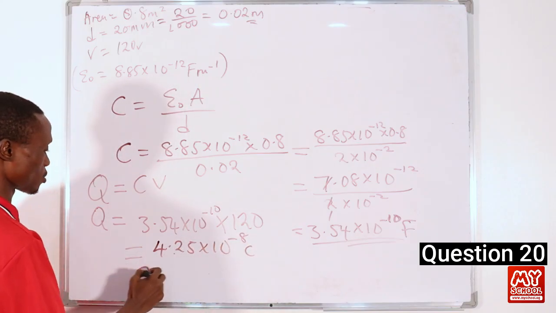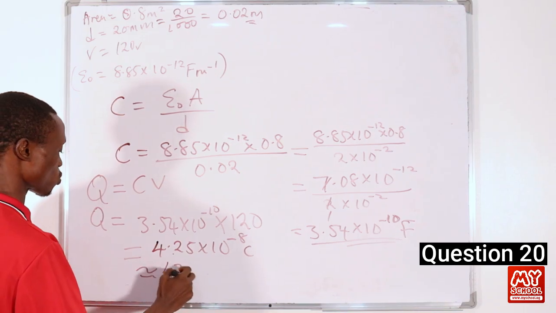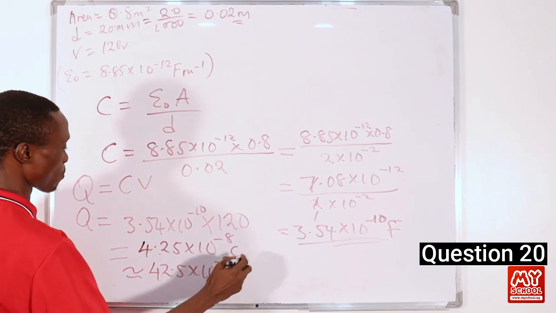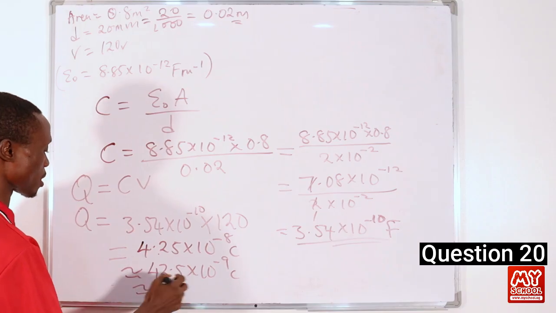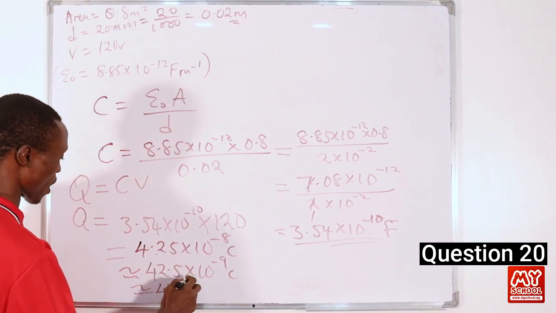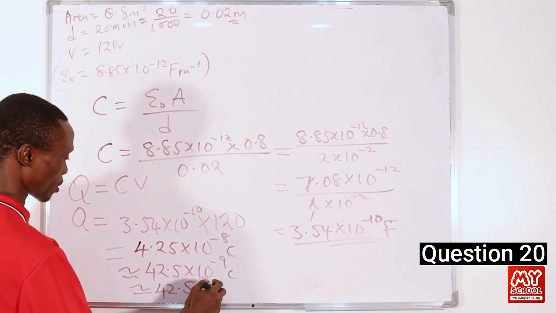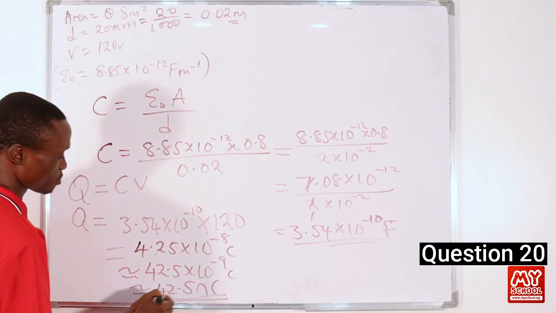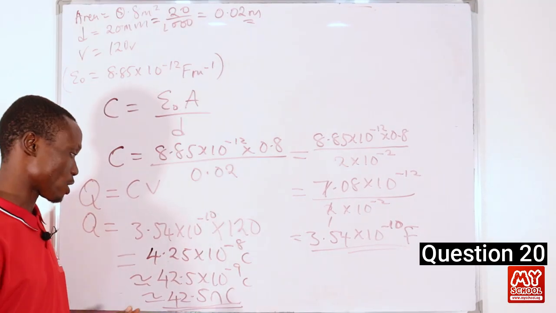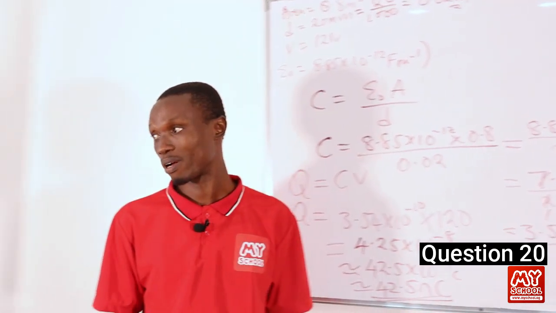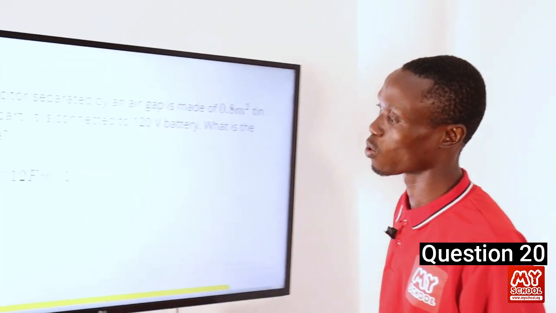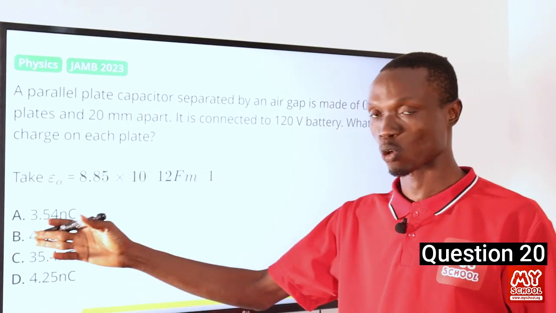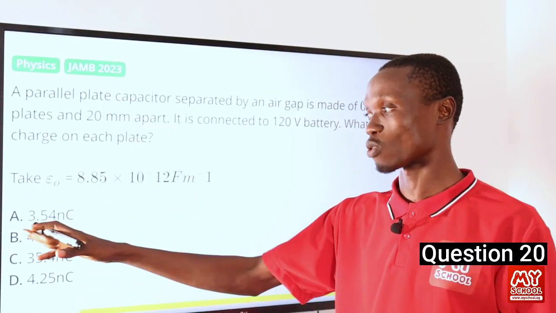So this is also equal to 42.5 times 10 raised to the power minus 9 coulomb. This is the same thing as 42.5 nanocoulomb, since raised to the power minus 9 means nano. So this becomes our final answer. So let's move over to the screen to pick the correct option. From our calculation, we got 42.5 nanocoulomb, which is option B. So the answer to this question is option B.